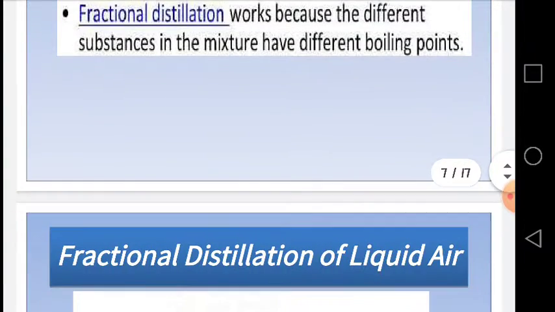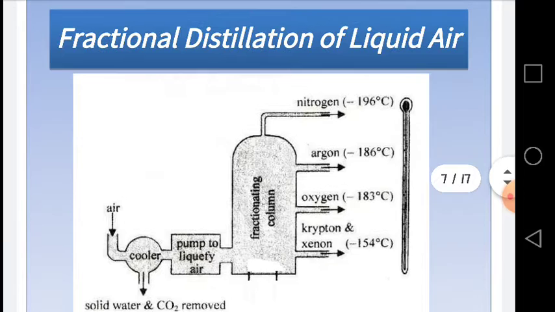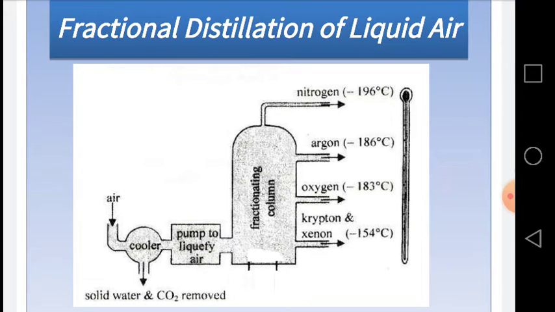Now we are going to move towards the fractional distillation of liquid air. The gases in the air are separated industrially by liquefaction of the air, followed by fractional distillation. Before this can take place, the air must be free of dust, water vapor, and carbon dioxide, because water and carbon dioxide solidify at relatively high temperatures and would block the aperture in the apparatus used.